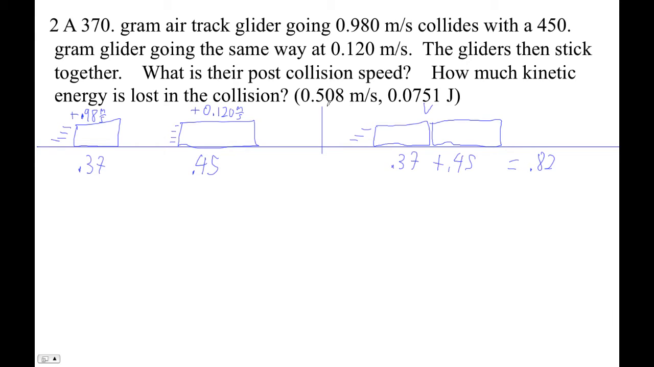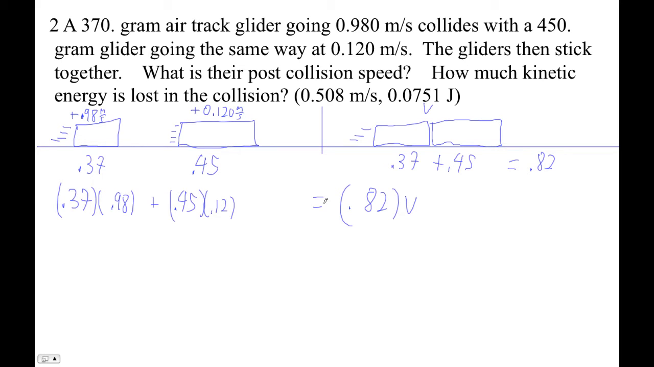All we care about those are speed, so let's figure that out. 0.37 times 0.98 plus 0.45 times 0.12 equals 0.82 times v. All right, here we go. So the first thing to do is solve the momentum problem, find out what that velocity is. So 0.37 times 0.98 plus 0.45 times 0.12.